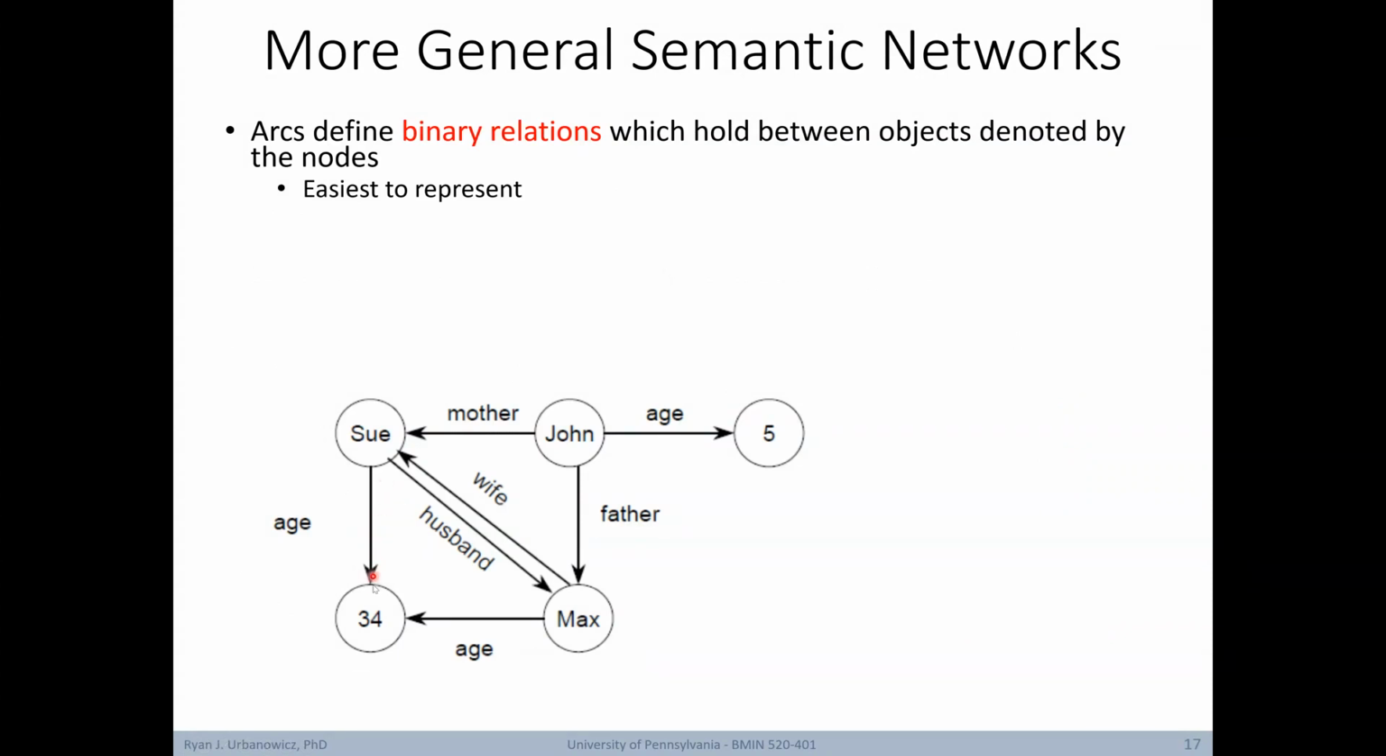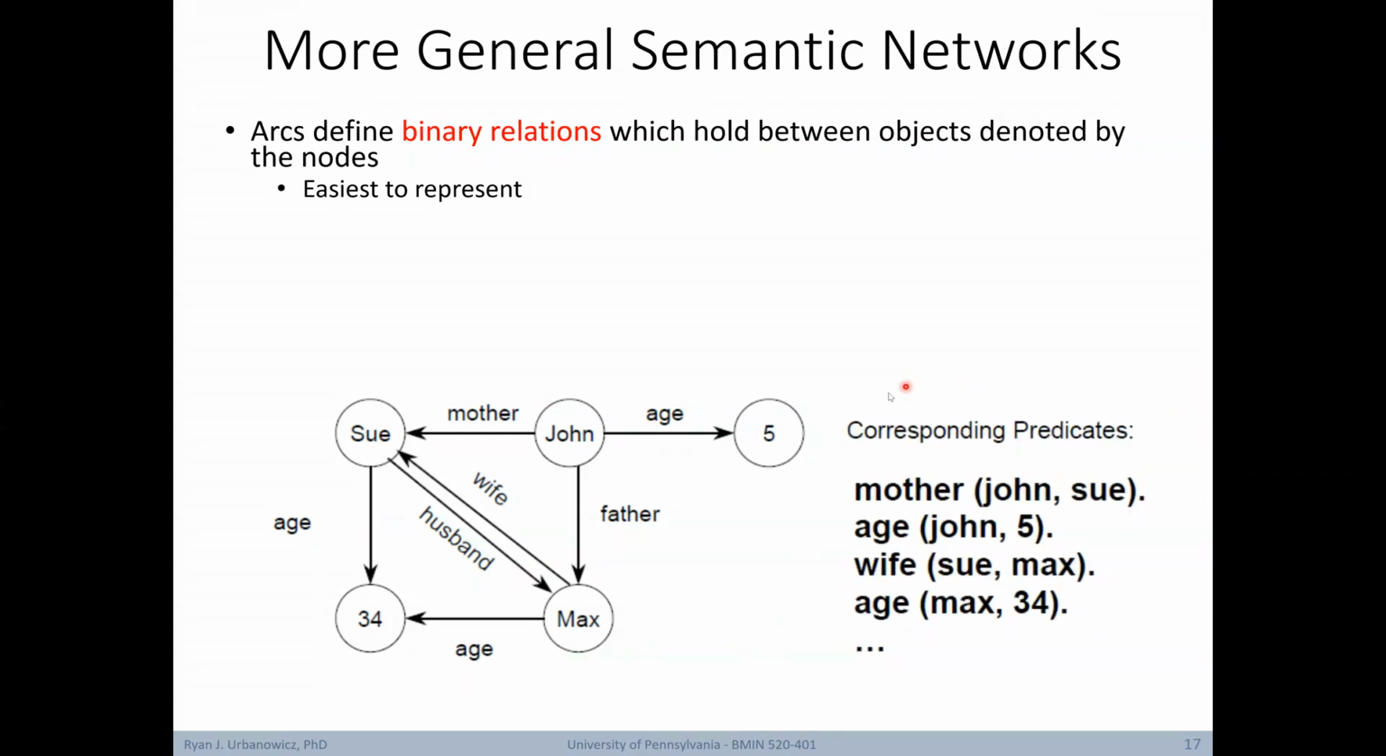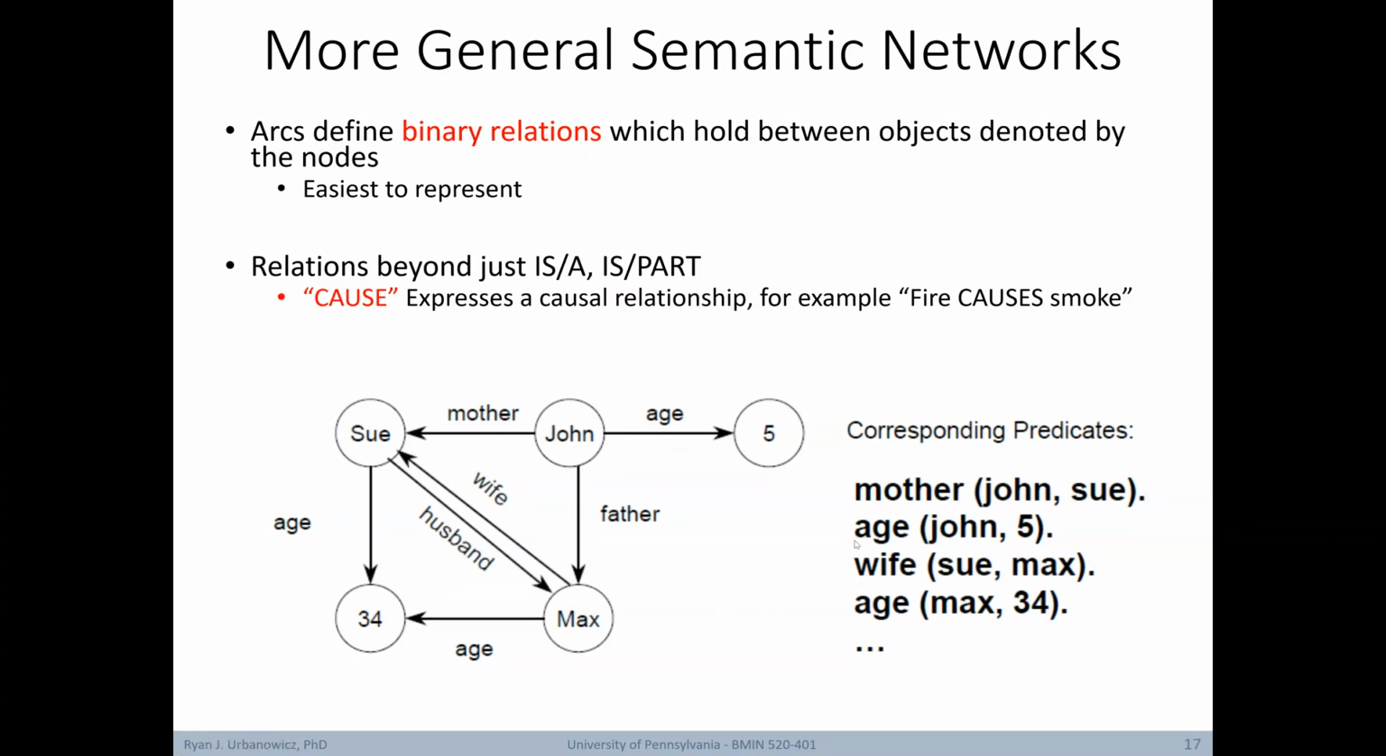First off, any arc defines a binary relationship which holds between objects, where these objects are denoted by nodes. These binary relationships are the easiest to represent. Looking at the semantic network, we can turn every edge between two nodes into a corresponding predicate like we had from first-order logic. For example, this part of the network can be captured by mother(John, Sue), which means that John's mother is Sue. Or this part of the graph can be represented by this expression, John's age is 5, and so on.